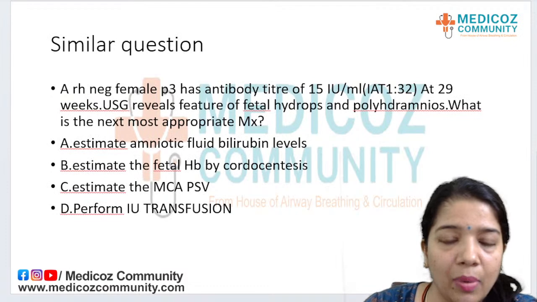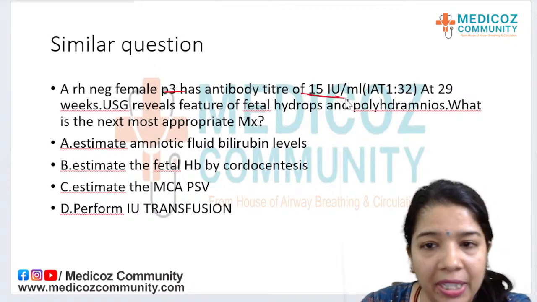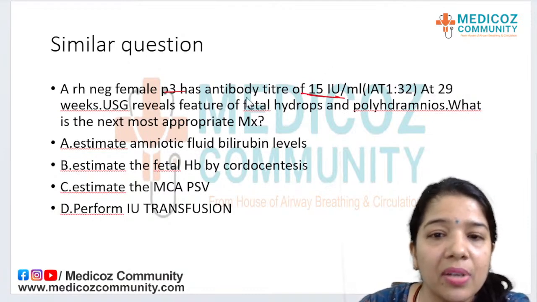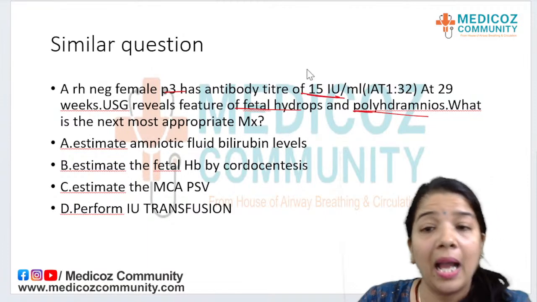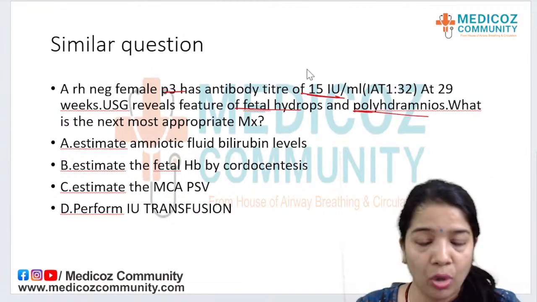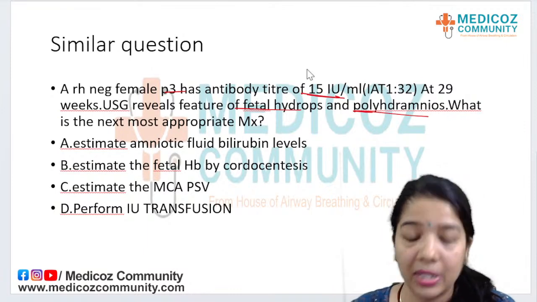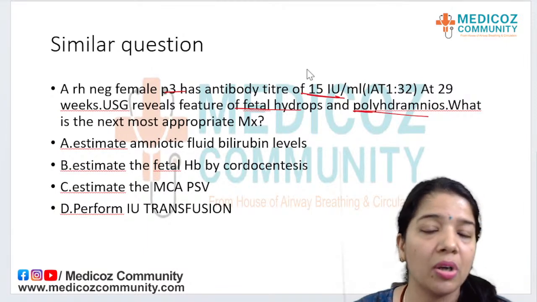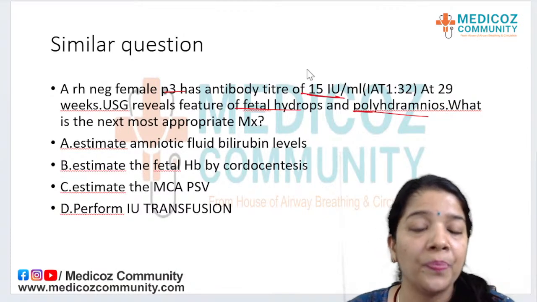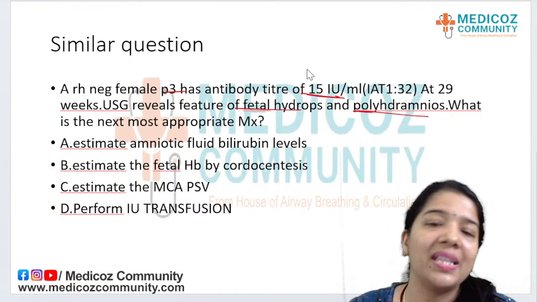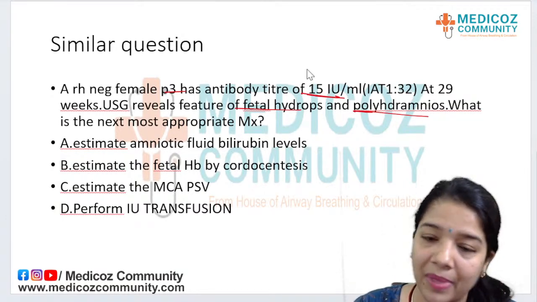So suppose there is a similar question. Rh negative female, para 3, has an antibody titer of 15 international units. Now at 28 weeks, ultrasound is revealing features of hydrops and polyhydramnios. Now what will you do? What has happened now? The critical titer has crossed, but now the baby is already showing signs of fetal anemia. Till now in the previous question, fetal anemia was not there. How will you start measuring? With the help of MCA PSV and the other signs I told you. But now in this question, the baby already has anemia. If the baby already has anemia, the simple answer is what? You will give the blood transfusion.